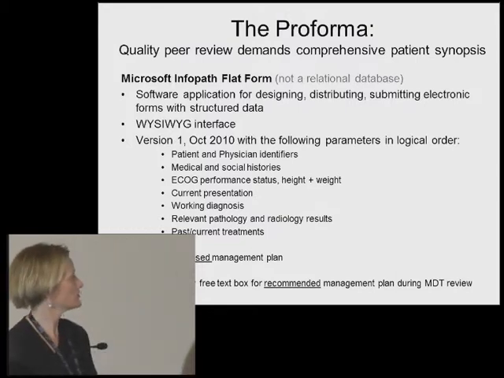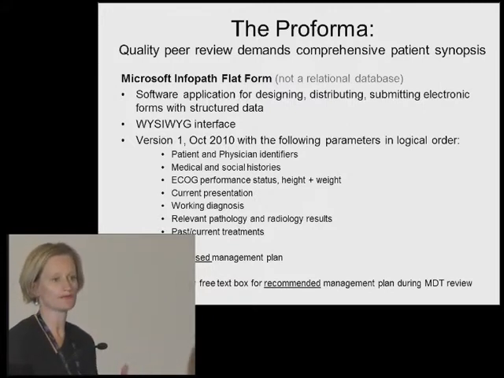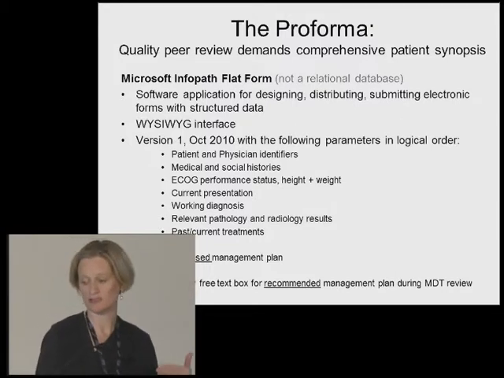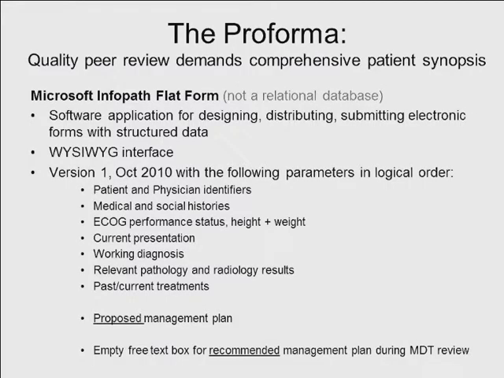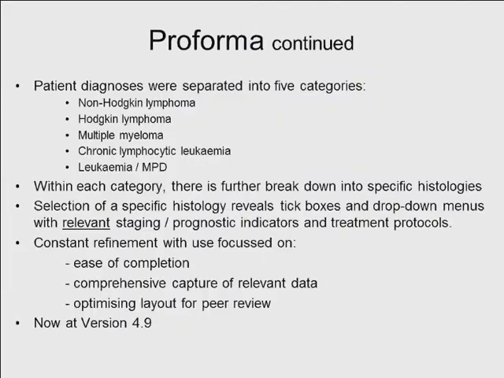So, starting from version 1 in October 2010, we've essentially kept the same logical order of the patient and patient parameters, with identifiers, their medical and social history, the current presentation, the diagnostic workup, and then, absolutely key, no one gets past the door without having a proposed management plan from the treating physician. And then what is on the Proforma at the bottom is an empty free text box for the recommended management plan that has been arrived at as a consequence of the peer review.